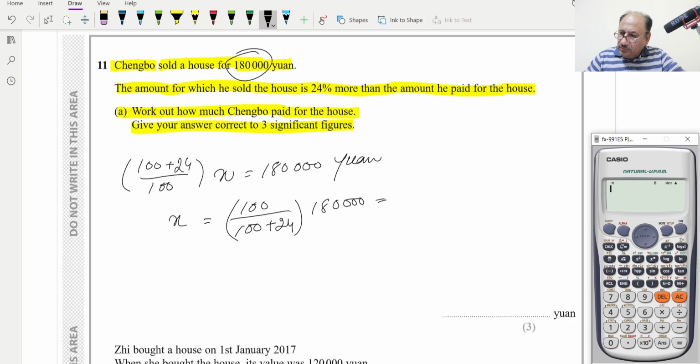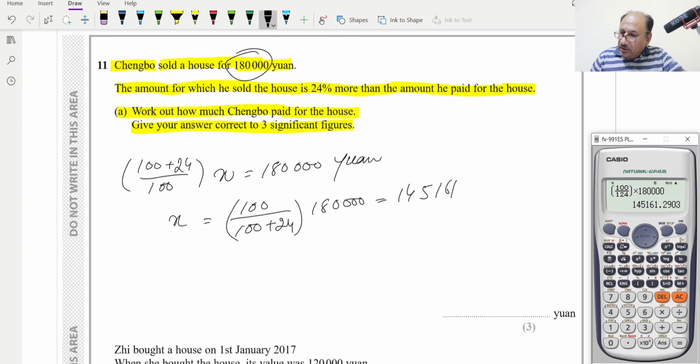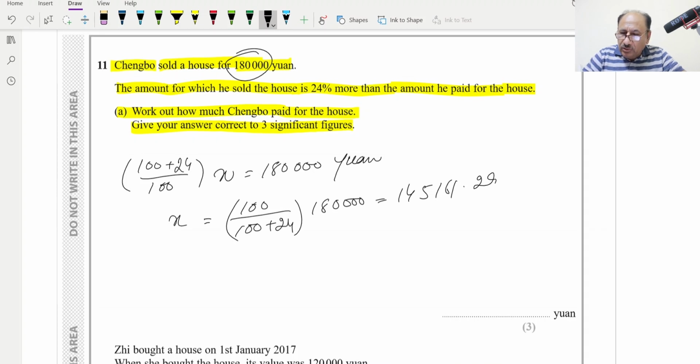This will be 100 over 124, multiplied by 180,000, and this will be equal to 145161.29. We have to provide up to 3 significant figures. So 3 significant figures will be 145,000. So the answer will be 145,000. This will be the answer.